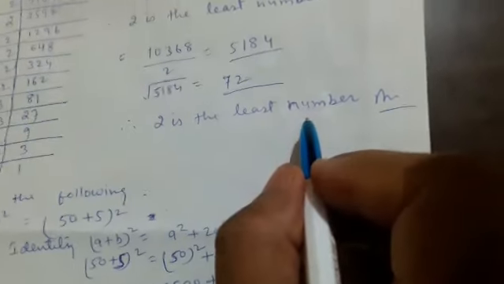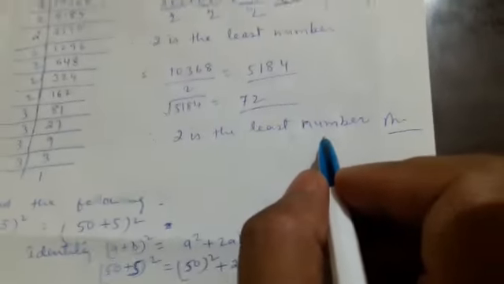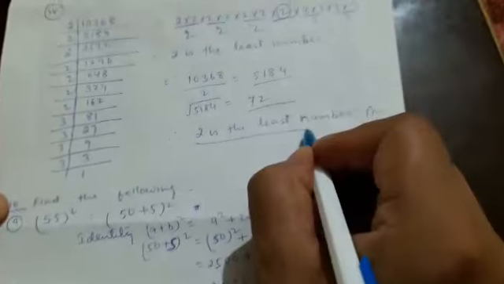We have to find out only the least number by which we can divide the given number so that it will become a perfect square. So the answer will be 2 is the least number. This will be our answer, not this one.